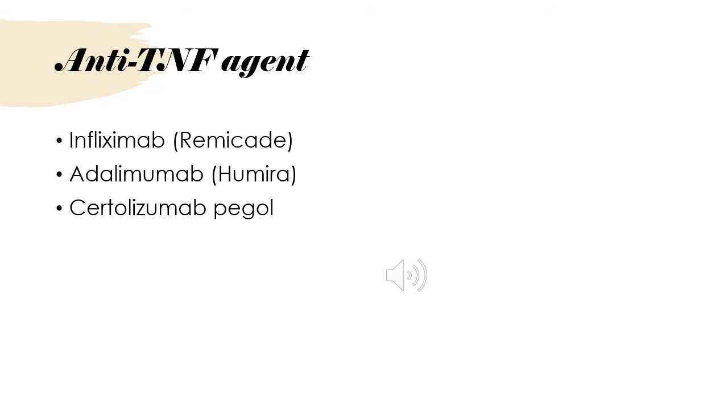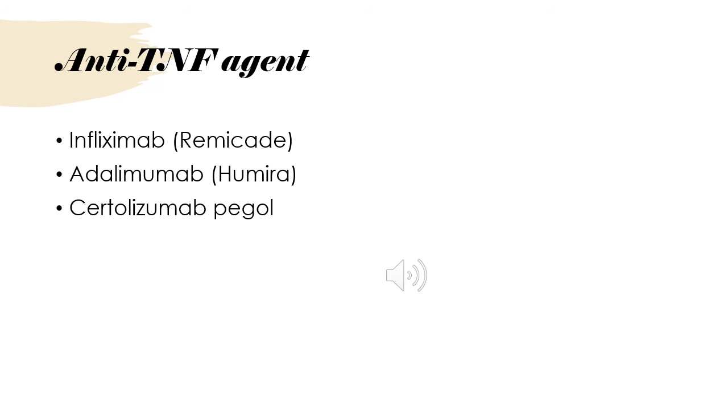So I'm really going to talk for just a minute about Remicade and Humira because Certolizumab Pegol is third line. We don't use it that often. But Infliximab, which is Remicade, and Humira, these are mainstays. I know you see Humira commercials on TV for multiple different inflammatory situations. So let me just tell you what they both are.